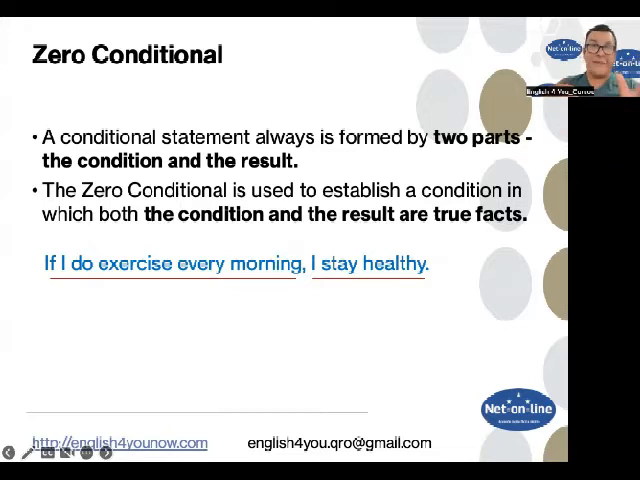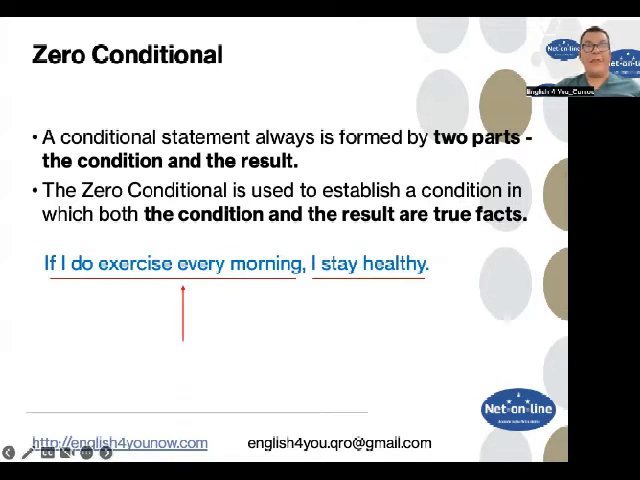Entonces, si sucede algo, yo obtengo como consecuencia o como resultado algo real, como esta oración que están viendo en el pizarrón. If I do exercise every morning, I stay healthy. Si hago ejercicio todas las mañanas, pues estoy sano. Ese es mi resultado y ambas oraciones son algo verídico, son un hecho. Así es como va a funcionar el zero conditional o condicional cero.